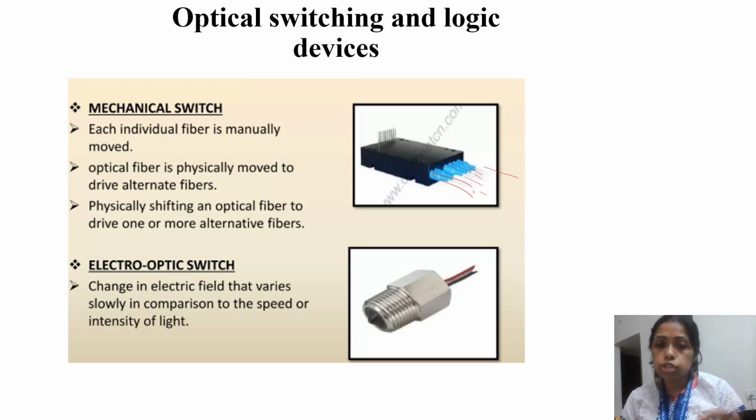And electro-optic switch, as I told, is the one where we are putting a laser and applying some electric field, where the light should come from the laser. So due to the application of the electric field, light will not come from the laser, or the intensity of the light will also change. So these are the electro-optic switches.